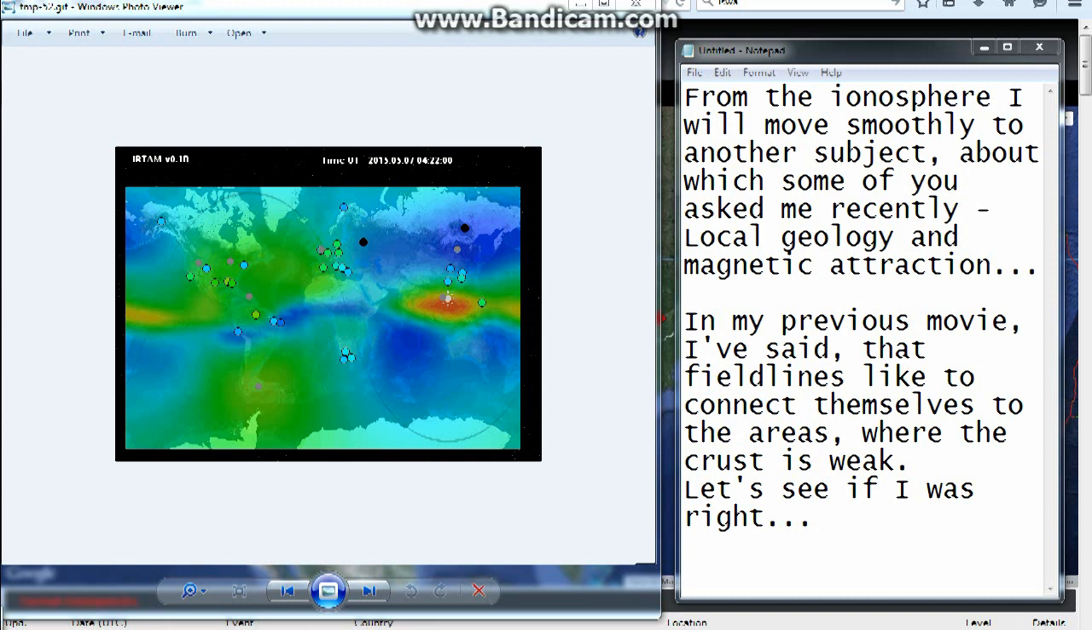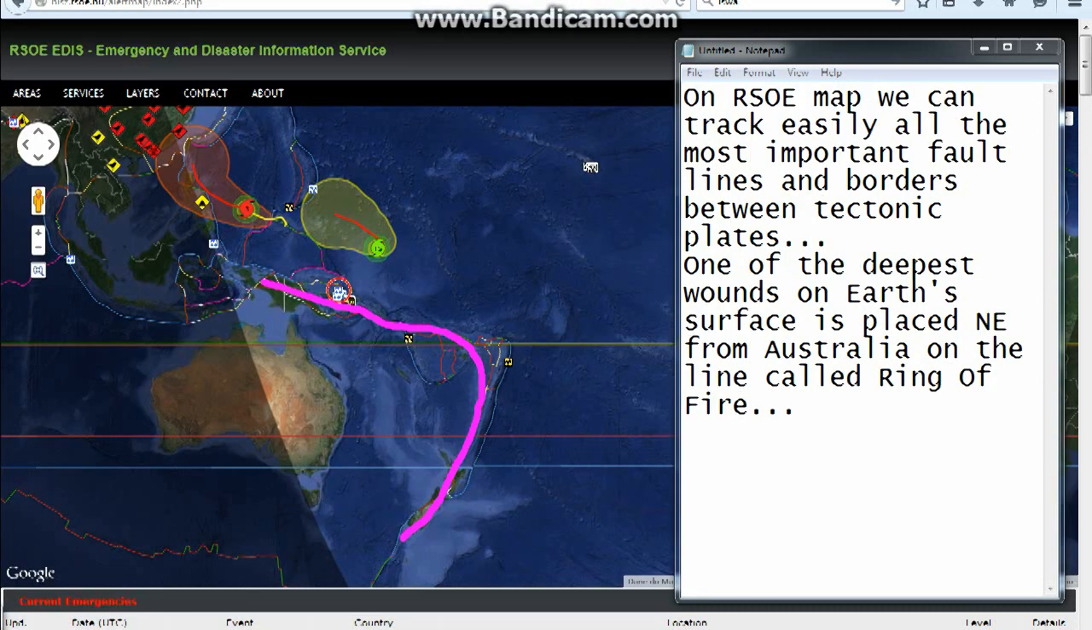and magnetic attraction. In my previous movie, I've said that field lines like to connect themselves to the areas where the crust is weak. Let's see if I was right. On RSOE map, we can track easily all the most important fault lines and borders between tectonic plates.